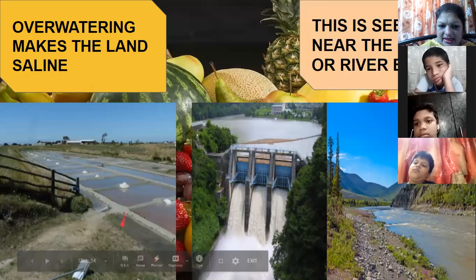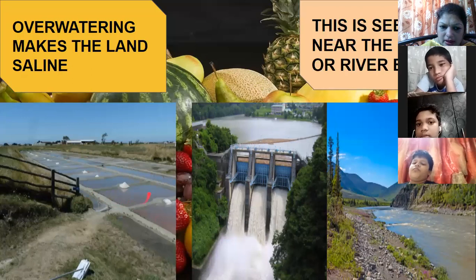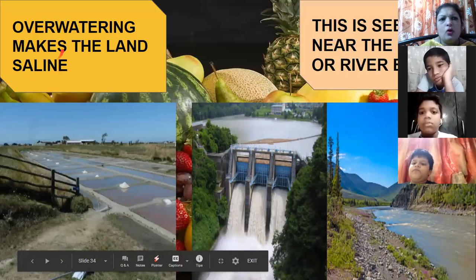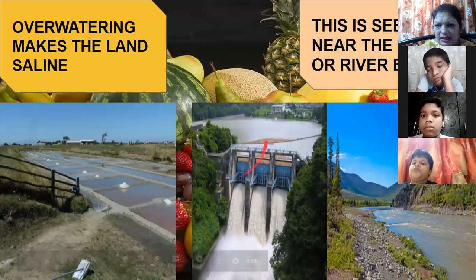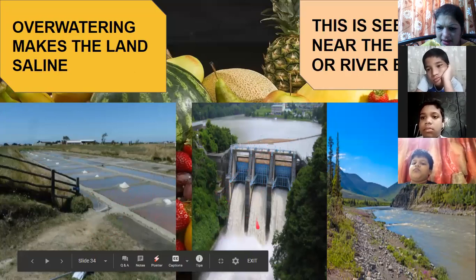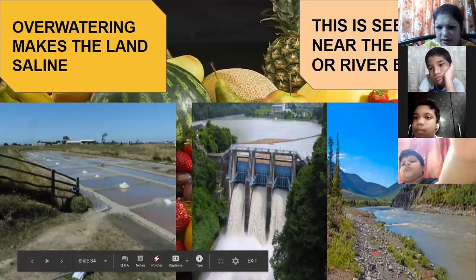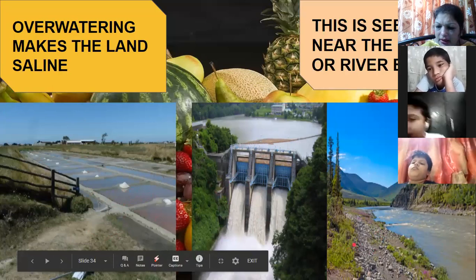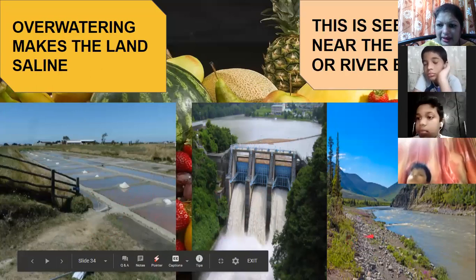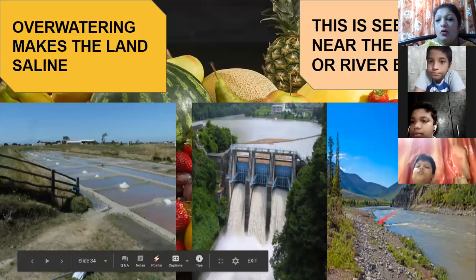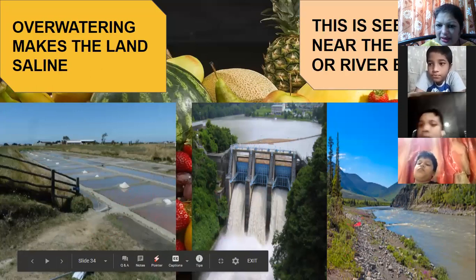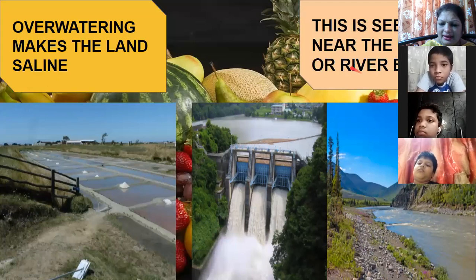You can see here, I purposely showed you this picture. You can see the salt over here and this water. This is known as saline water. Okay, so overwatering makes the land saline. Now you can see the picture over here: dams and near the river banks. Near the river banks, the crops which are there will not grow properly. Why? More water. The crops are overwatered. So usually, where is this saline water or saline land seen? This is seen near the dams or river banks.